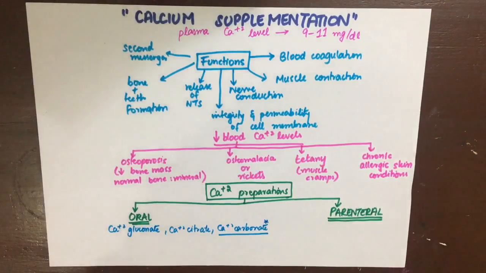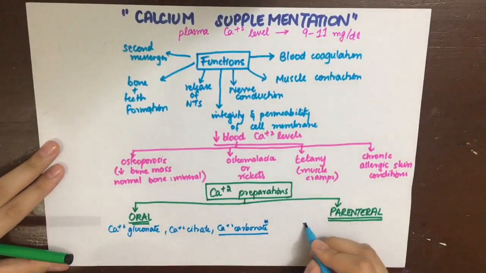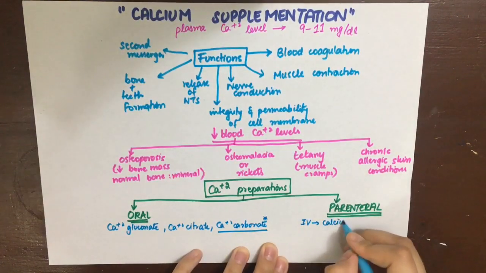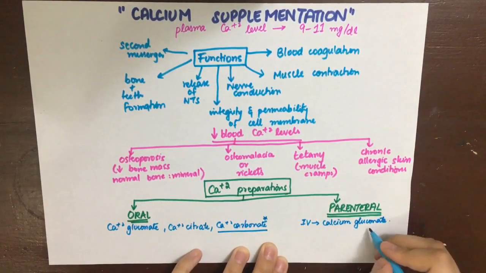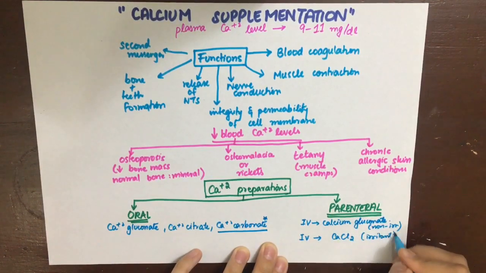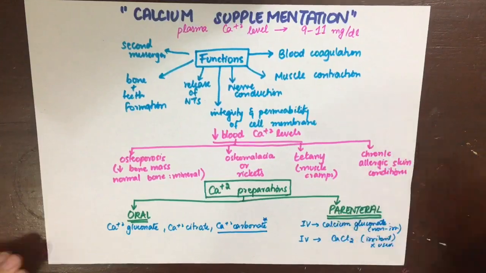Among the parenteral calcium preparations, we have IV calcium gluconate. It is preferred because it has a non-irritant action, while IV calcium chloride is not preferred because it is highly irritant. Now let's quickly go through the uses of calcium preparations.